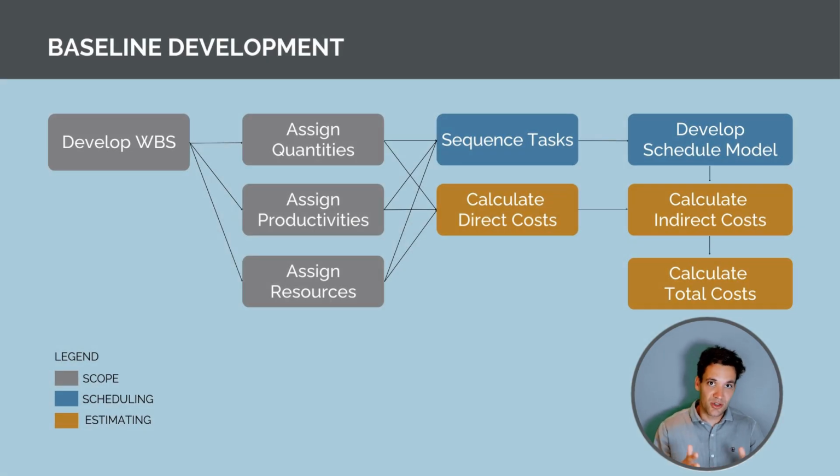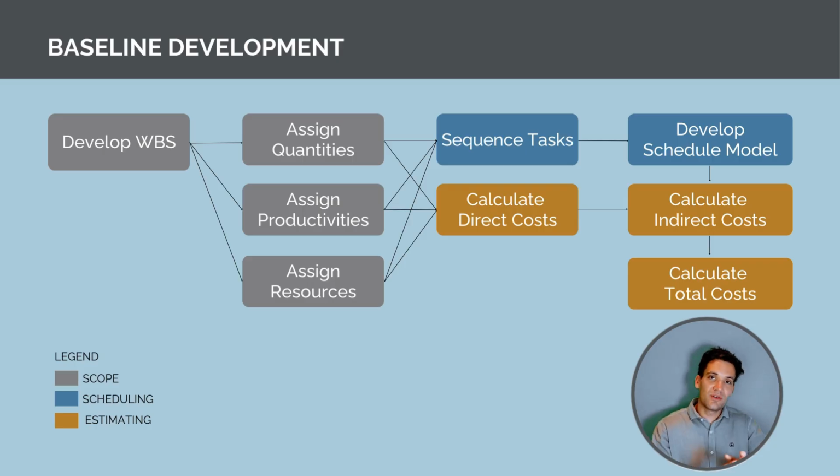So indirect costs are things like project management, staff salaries, and those depend on the duration of the project. So we need to have our schedule model developed to do this. Then once we've got our direct costs and our indirect costs, we can calculate our total project cost.